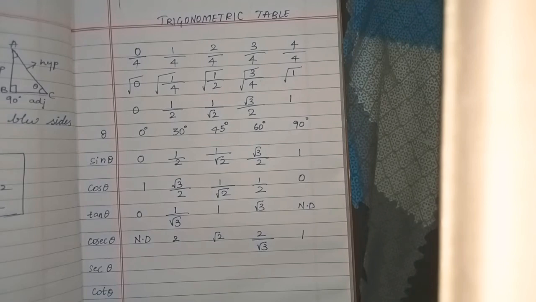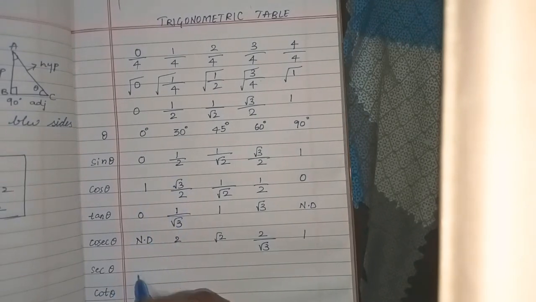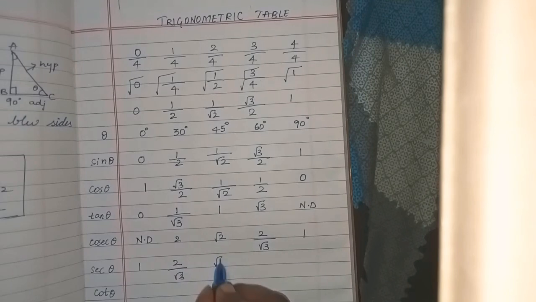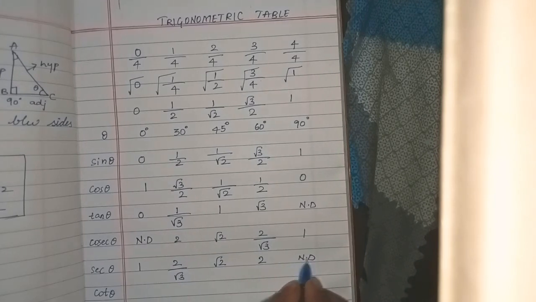Now what is sec? When do you get sec? When you take the reciprocal of cos. So 1 by 1 is 1 only. This is 2 by root 3. And this will become root 2. This will become 2. And this would be not defined.